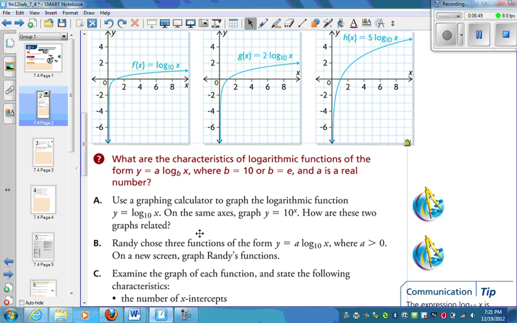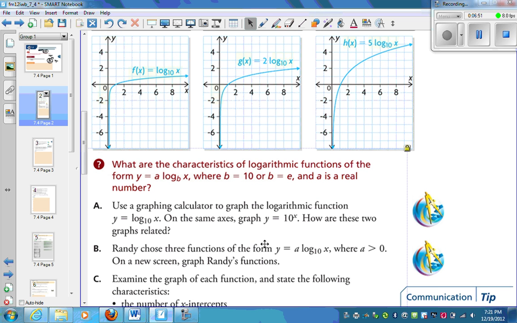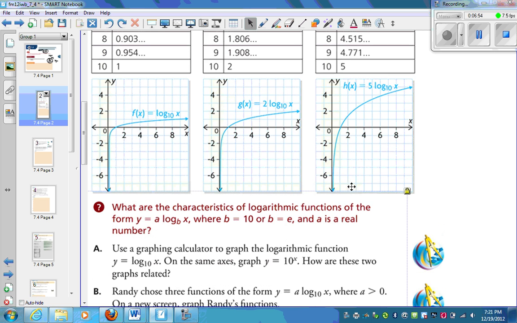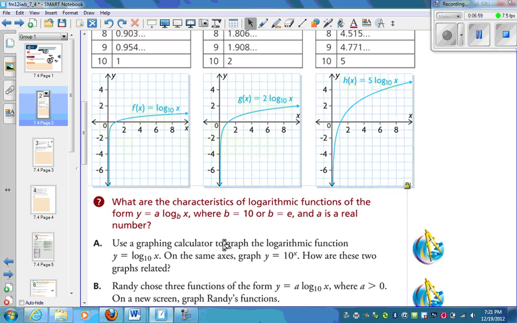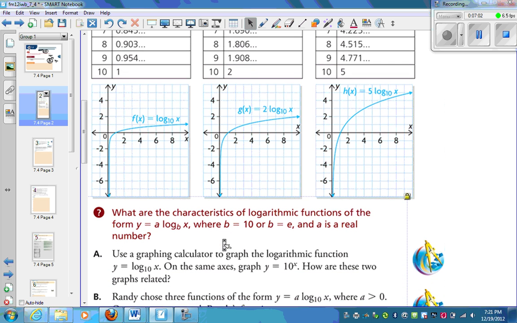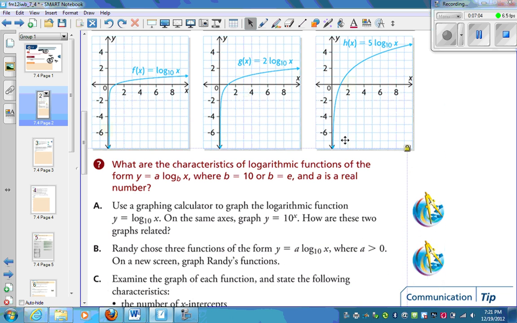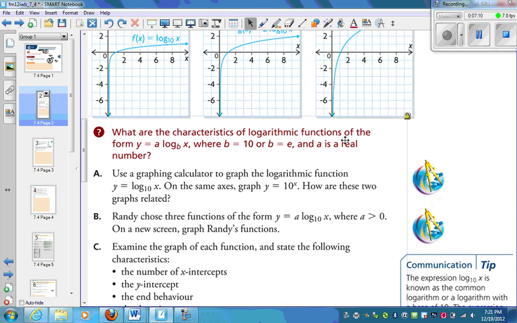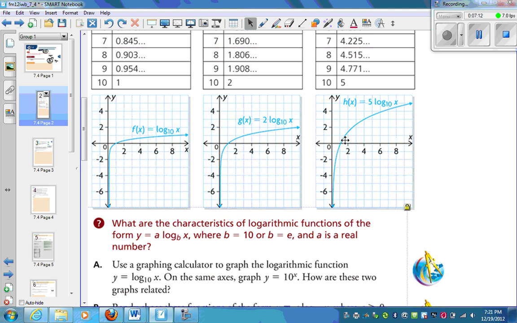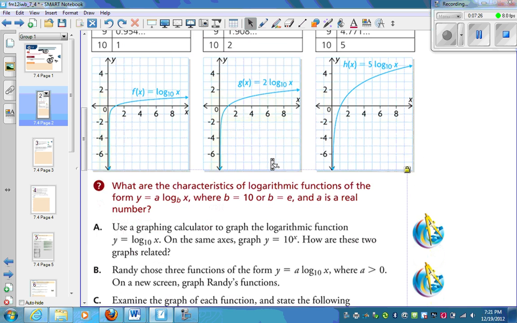Choose 3 functions on a new screen, graph these functions. Well, we can see those right there. Examine each graph, state the following: x-intercepts, we saw that. Y-intercept, is there any y-intercept? Doesn't really look like it. It looks like we're getting close, but not quite. The end behavior, the domain, and the range. So the range would be any y value. Eventually, we're going to get any y value. However, for the domain, the x values, you'll notice that we always have values that are greater than 0. So that's something different in this case.